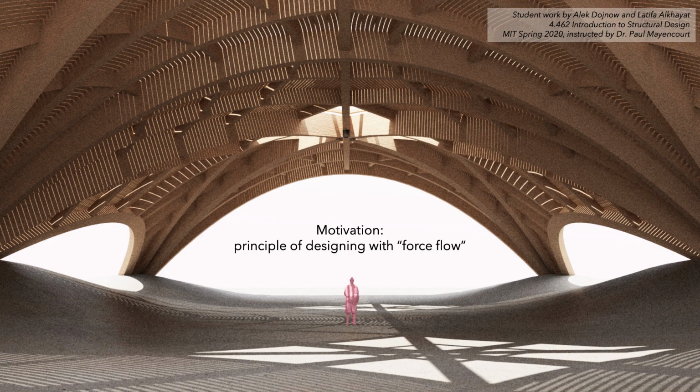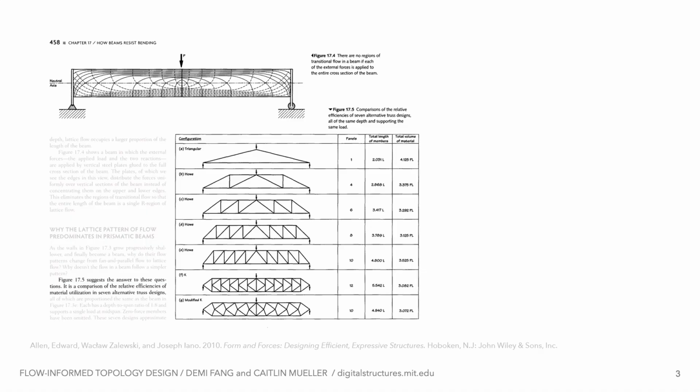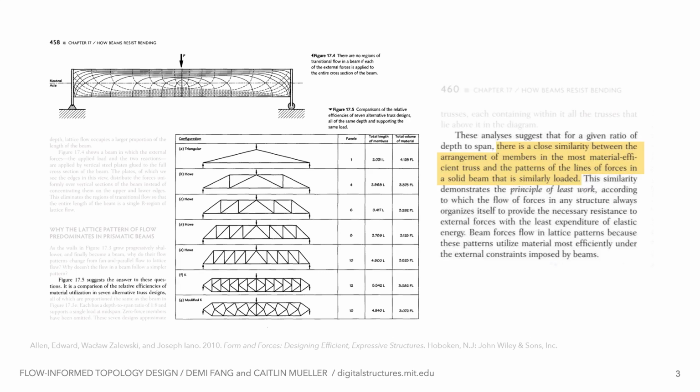One tradition in the teaching of structural design to architecture students at MIT is to encourage students to develop an intuition of designing with force flow. Force flow can mean different things in different design situations. For example, for a solid beam loaded in plane, force flow might be represented by the underlying field of principal stress. This textbook by Allen and Zalewski points out the similarity between the more materially efficient topologies, or trusses, with the principal stress field of the solid beam.